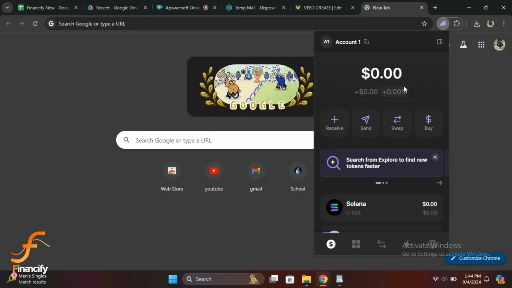To start trading, you will need to have some Solana SOL in your wallet. You can either transfer SOL from another wallet or purchase it directly using a service like MoonPay, which is integrated into Phantom. Now that your wallet is funded, let's get into the main part, trading.